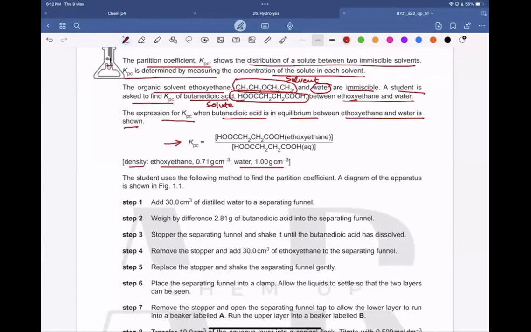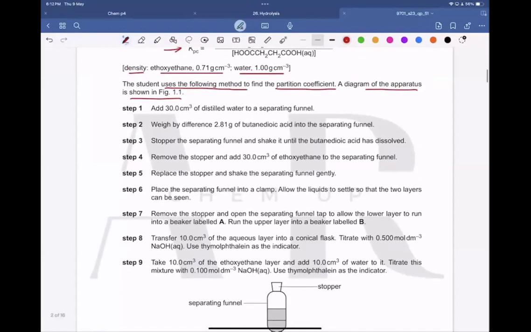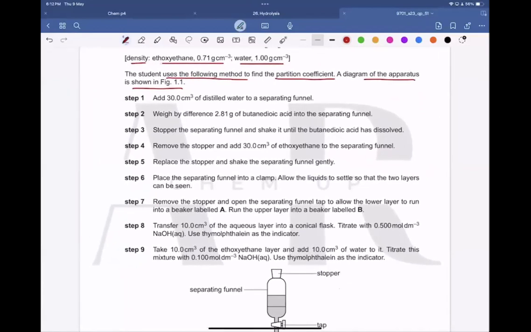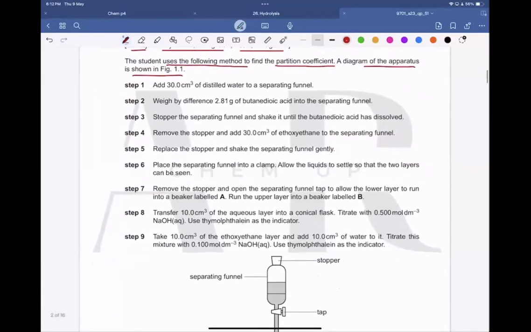The student uses the following method to find the partition coefficient. A diagram of the apparatus is shown in figure 1.1. You need to follow the steps. Add 30 centimeter cube of distilled water to a separating funnel.